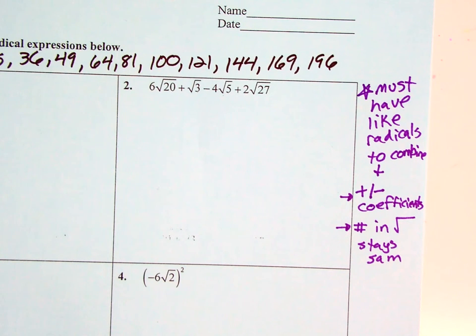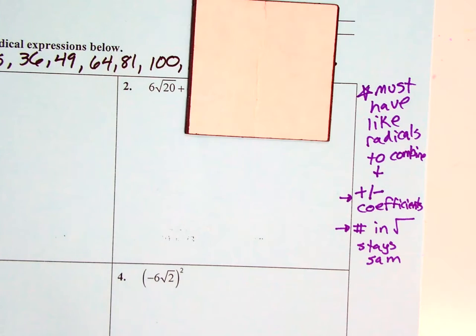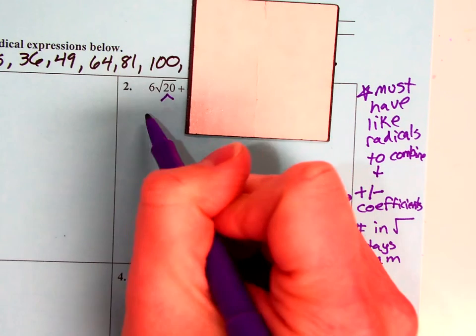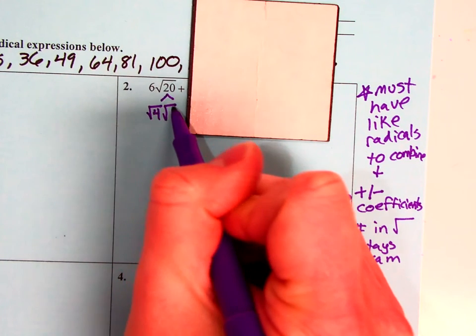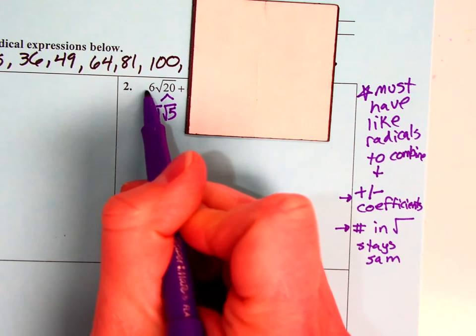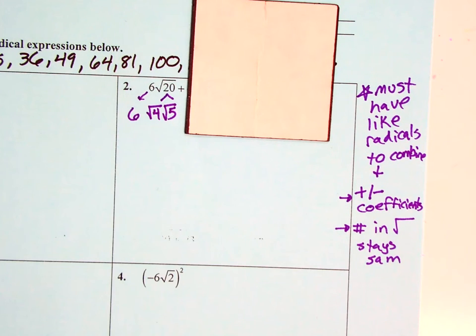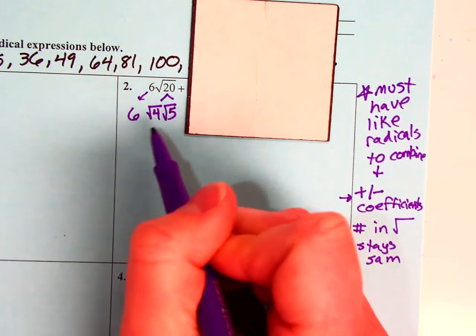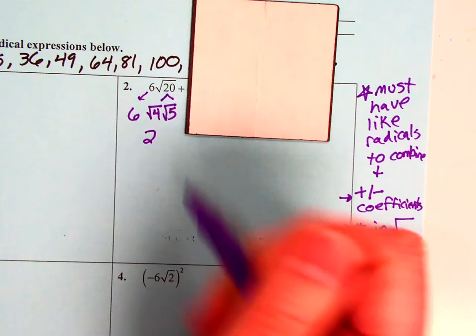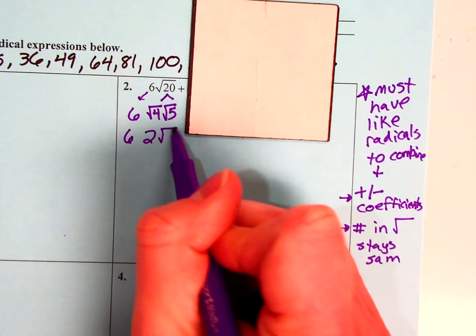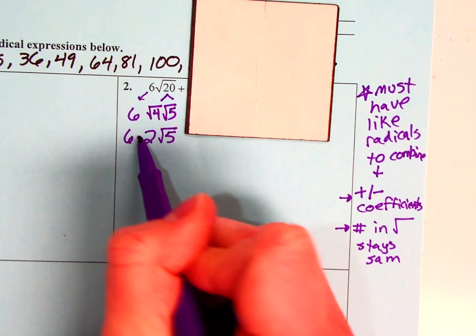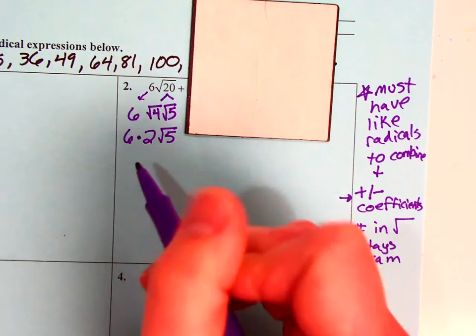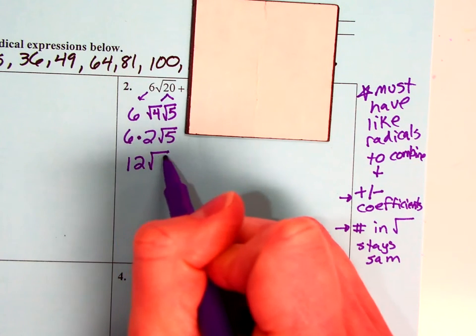So remember, we look at them one at a time. So I would completely ignore all the rest of these and just focus in on this 6 radical 20 and simplify it like we did number 1. So the largest perfect square that goes into 20 is 4, which goes in there 5 times. And remember, you must bring the number out front down. Then you can go ahead and take the square root of 4, which is 2. Bring down the 6 and the square root of 5, and you must multiply those outside numbers together. So 6 times 2 is 12, square root of 5.